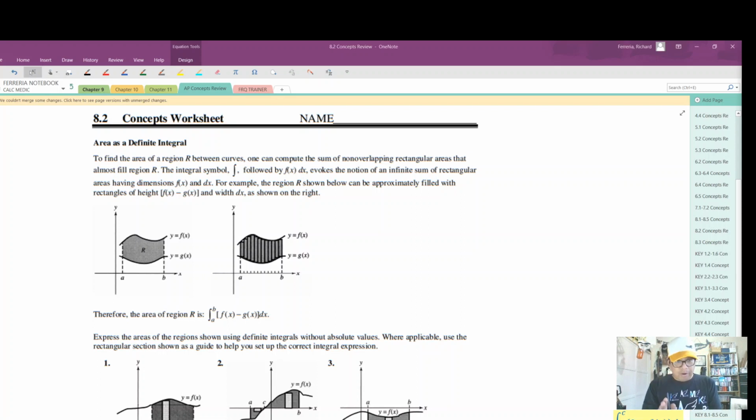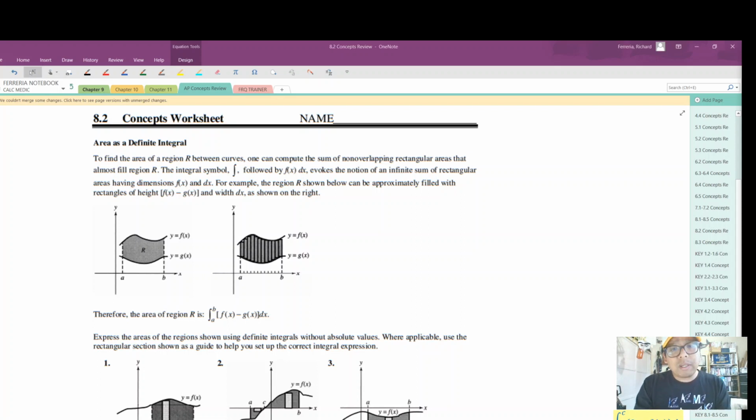Now it's always important that you know which one is which, if you're drawing your rectangles to be vertical or if you're drawing them to be horizontal. In the easy case, we're starting off with the vertical rectangles here. So for the example over here, we can fill R approximately with rectangles of height f of x minus g of x and width of dx. So that f of x minus g of x, that's going to be the height of the rectangle.